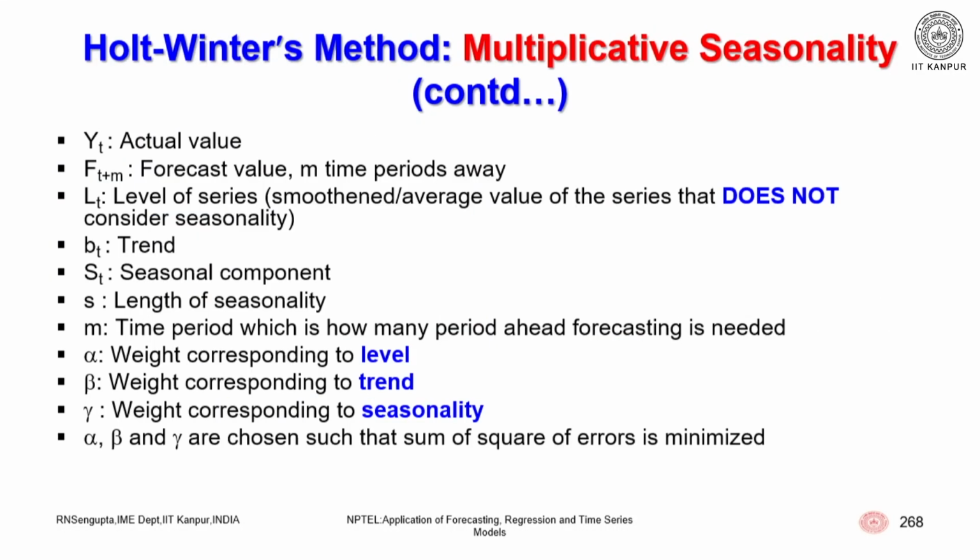To repeat: Y is the actual, F is the forecast, L is the level, small b is the trend, capital S is the seasonal component, small s is the length of seasonality, m is the time period ahead you are trying to forecast, and alpha, beta, gamma are the corresponding level, trend and seasonality weightages. Again, you choose the metric which gives you the minimum error. Error can definitely have different connotations.